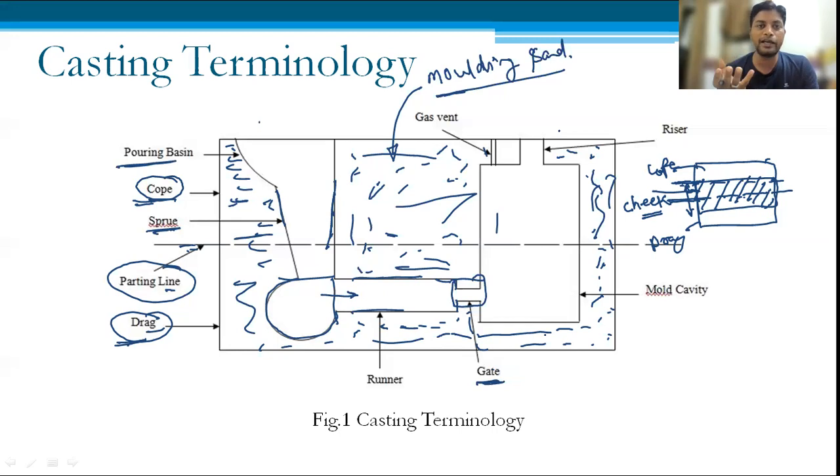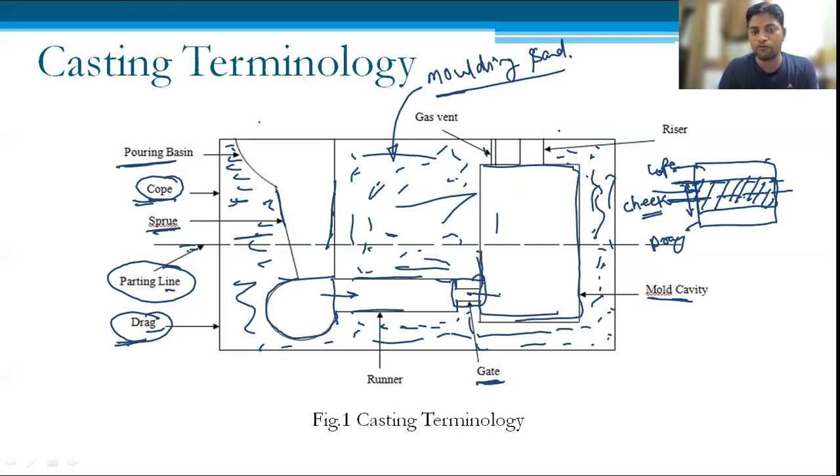A gate is generally a kind of door. Door means we are entering into the room or exiting from there. Here we call it a gate because the molten material is entering into the mold cavity from the casting elements. After that we have this mold cavity. This is the complete mold cavity.